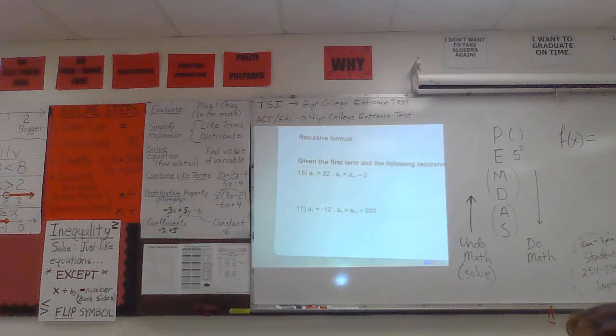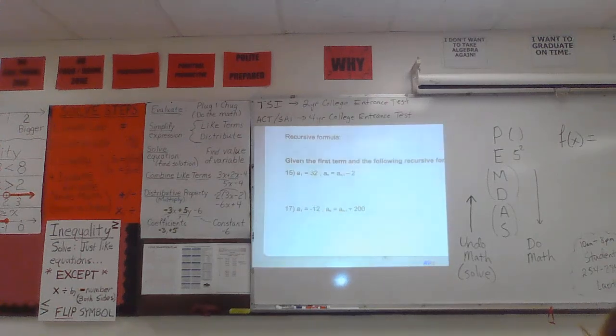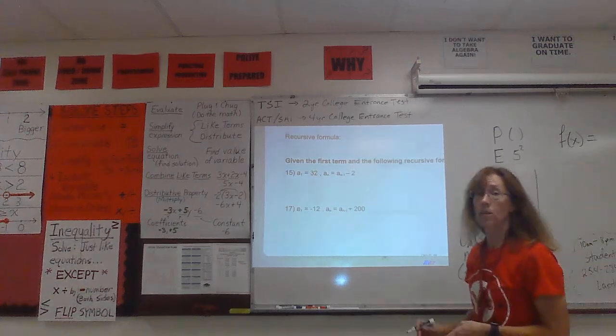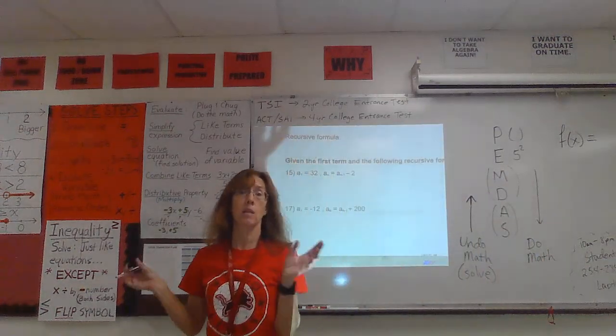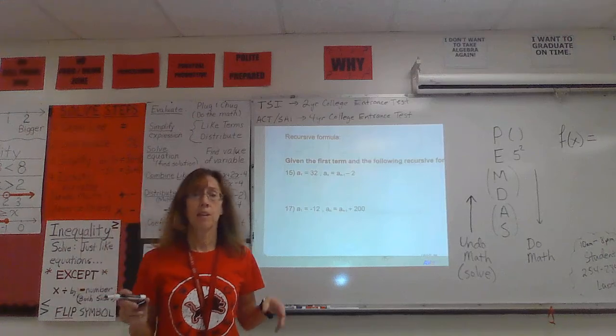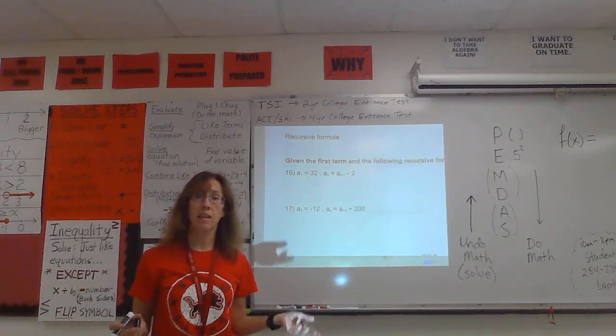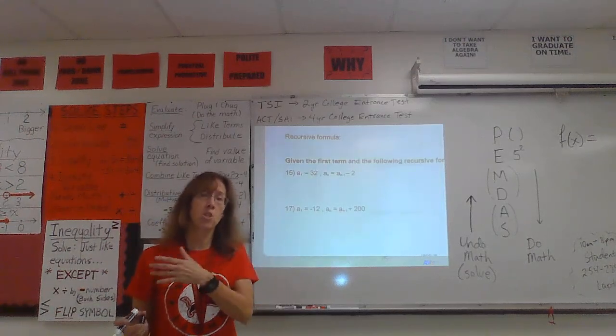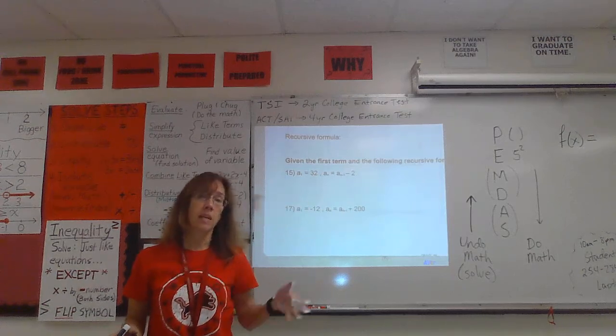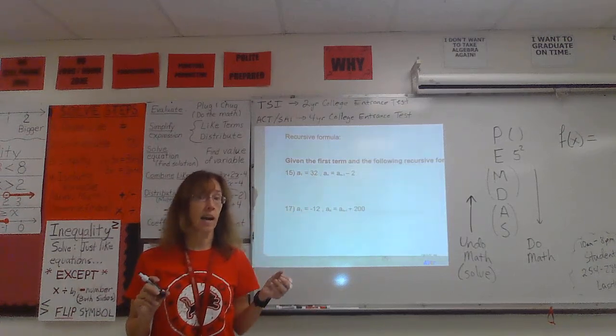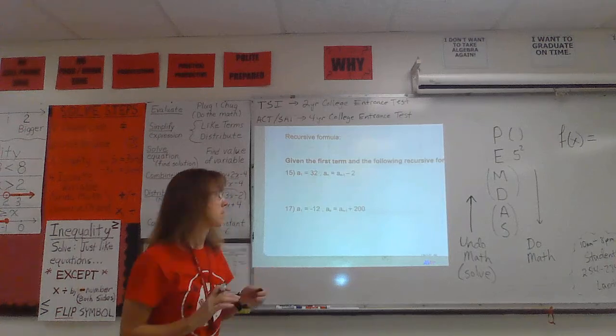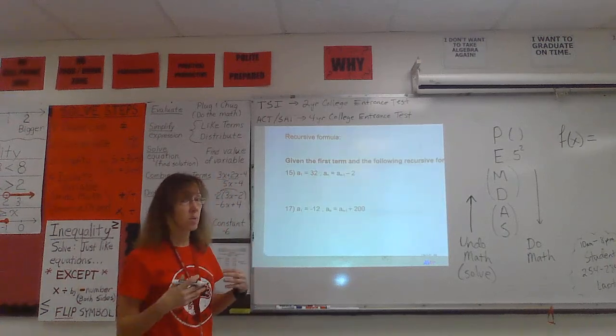Okay, so they say, given the first term and the recursive formula, find the 5th term. Now, don't get all high-tech on me and say, ooh, I'm going to go use the explicit formula for the 5th term. If you're just looking for the 5th term or the 8th term or even maybe the 10th term, could you just make a list? Sometimes just making a list is easier than trying to do the high-tech version and then making a mistake. So we're just looking for the 5th term, just make a list.